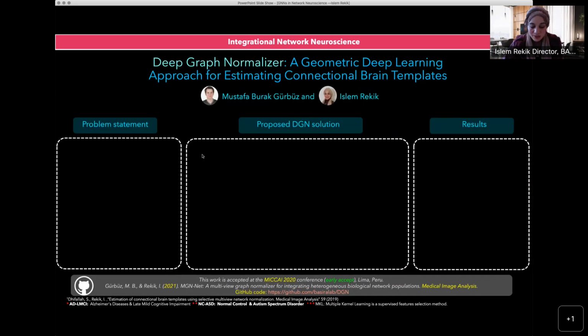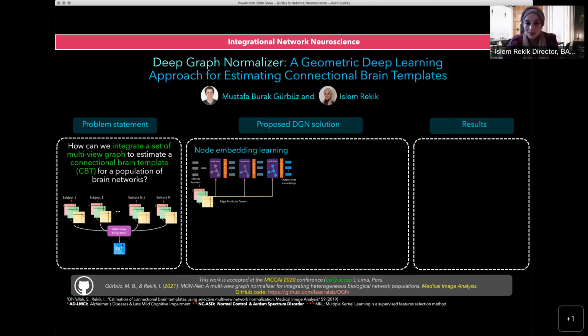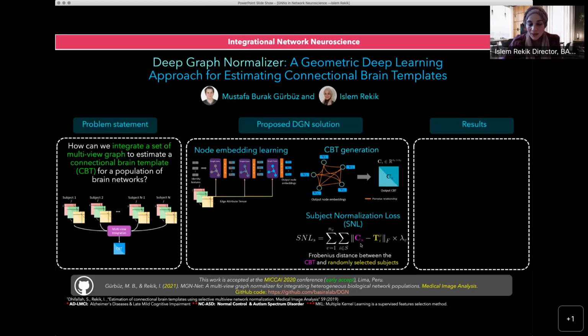So just quickly going over this. The goal is to learn how to integrate these tensors into a single connectional brain template. He proposed the first graph integration network that enables us to merge or collapse all of these multi-tensors into a single matrix. And why this is interesting: we introduced a new loss function where we compute the distance between this CBT, the center, to all the views of these tensors. We try to minimize the distance between the CBT here to all these views, right?